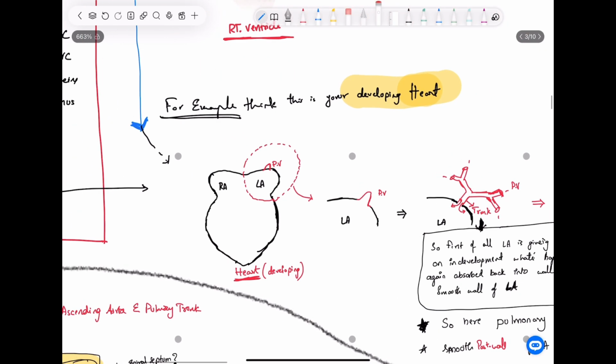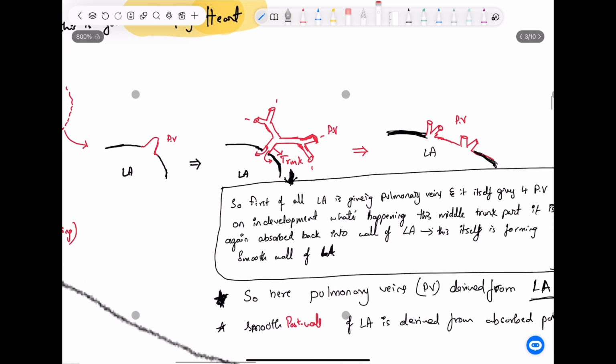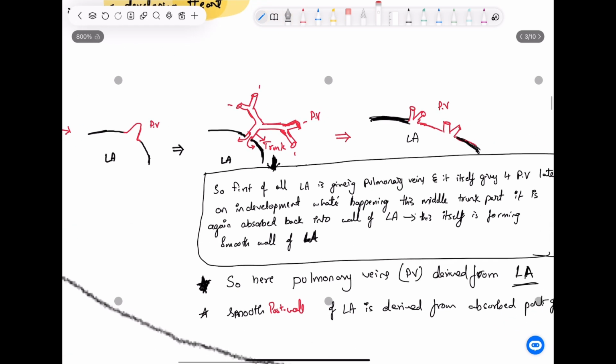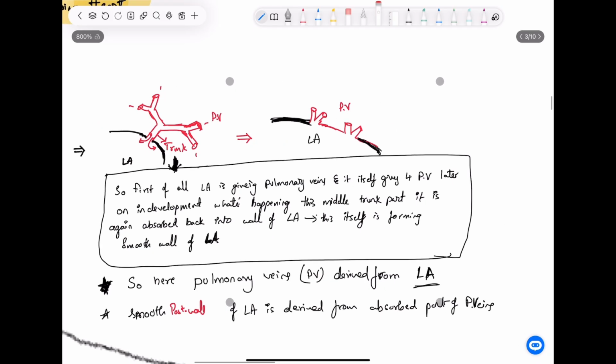So for example, think this is your developing heart, and this is left atria, and there you can see pulmonary vein. We can enlarge this here. This is left atria, pulmonary vein. First of all, left atria is giving pulmonary veins, and it itself is giving 4 pulmonary veins.